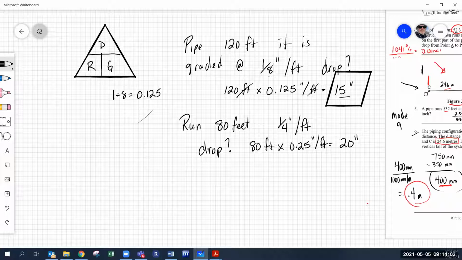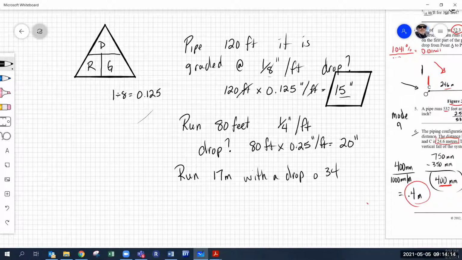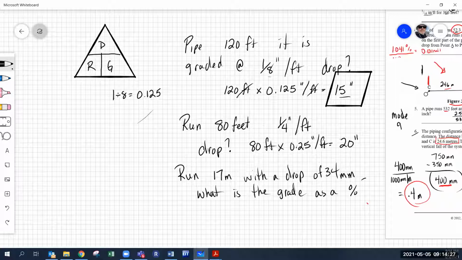Let's do another one. I have a run of 17 meters with a drop of 34 millimeters. What is the grade as a percent?